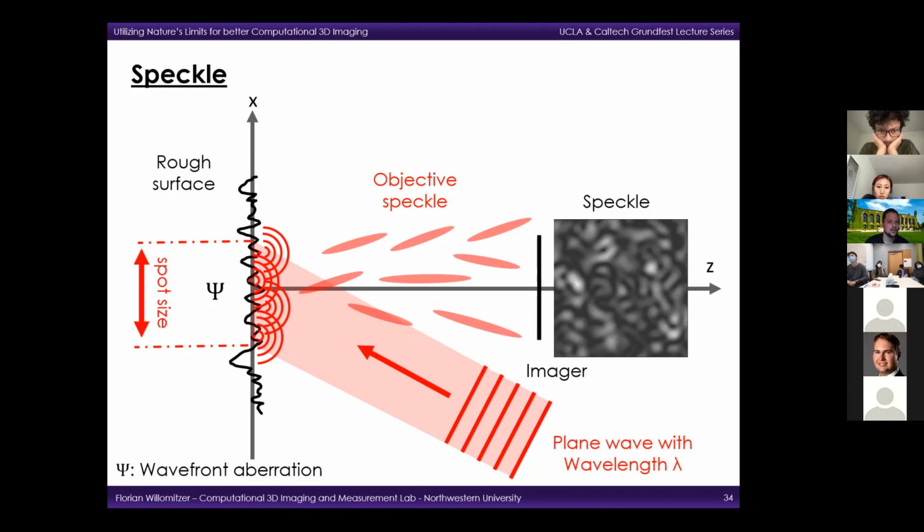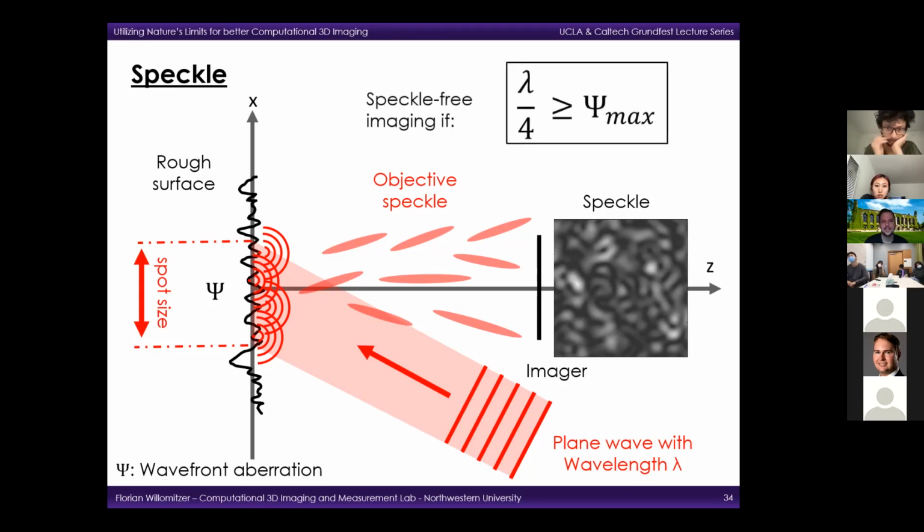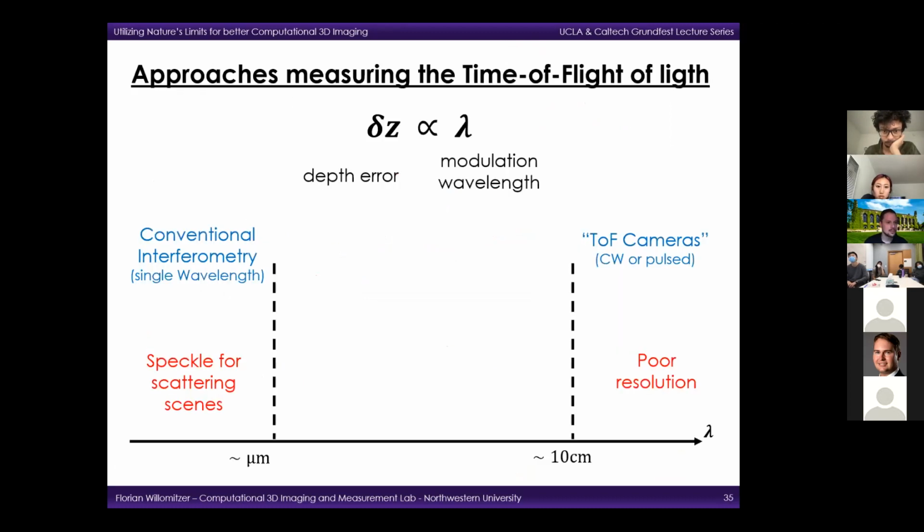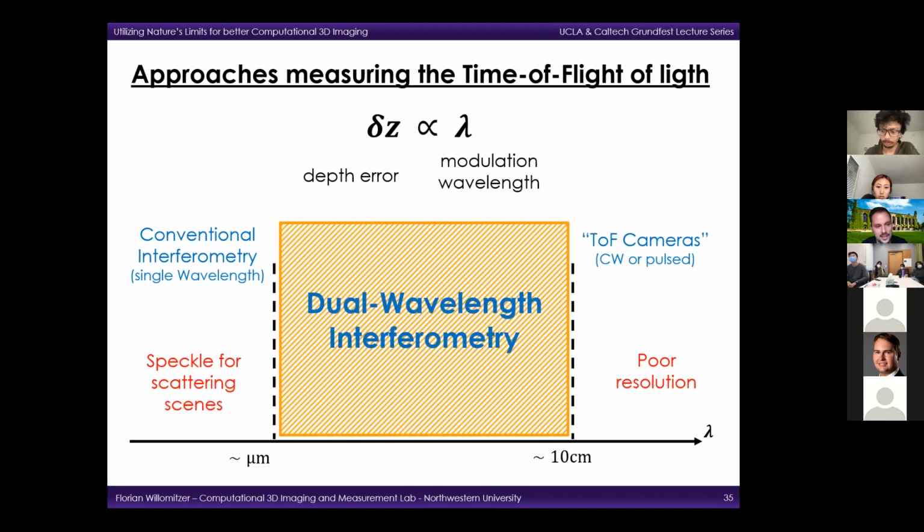There is a condition to avoid speckle, and this condition is that the maximal wavefront aberration psi must be smaller than 1/4 of the wavelength. But I think all of you can already understand that for optical wavelengths, this can be reached only for nearly mirror-like surfaces, basically because these wavelengths are so small. So going back to this slide, ultimately what we need now is a wavelength that is larger than optical wavelengths, but smaller than time of flight wavelengths. And fortunately, this huge gap that you see here can be closed by exploiting principles that are known from dual wavelength interferometry. And this is exactly what we are doing.